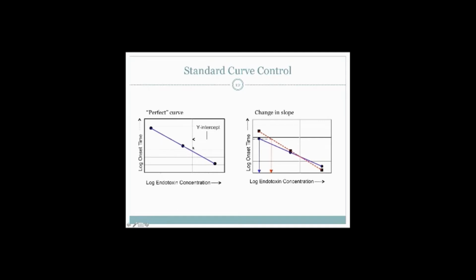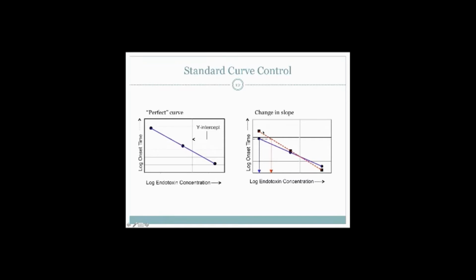This vertical line here is really the y-intercept. The y is where x equals 0. And since this is a log-log plot, it's the 1 EU standard, actually, where x is equal to 0. So this is the y-intercept. I constructed this standard curve in Excel, and you can see it's a 3-point standard curve, and it's perfect. Of course it's perfect because I did it in Excel, and I made it perfect.